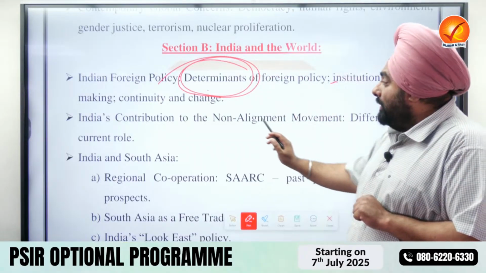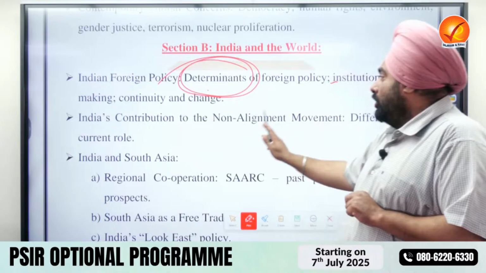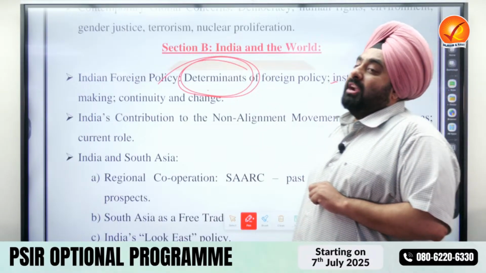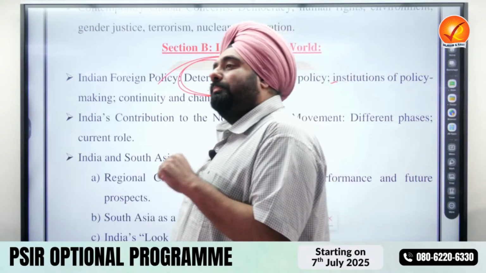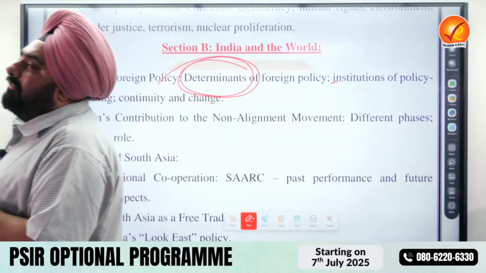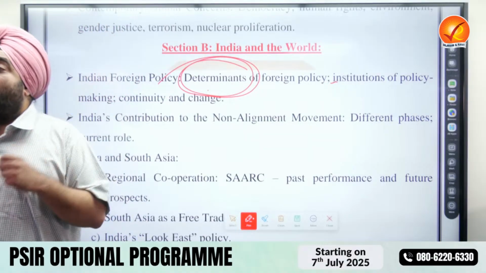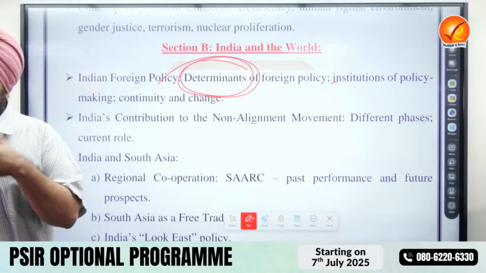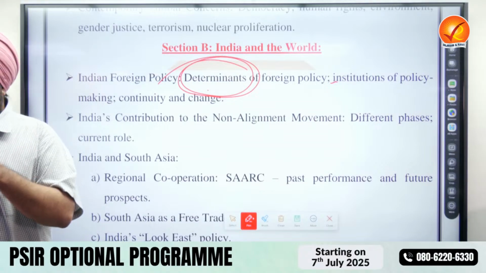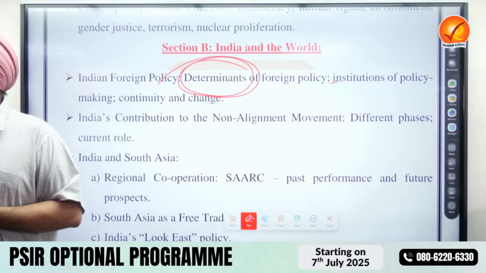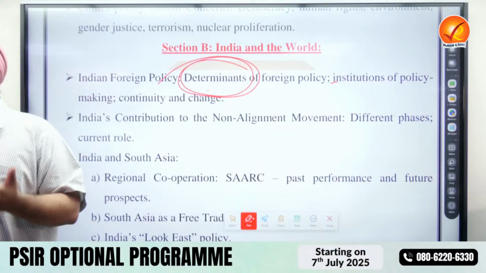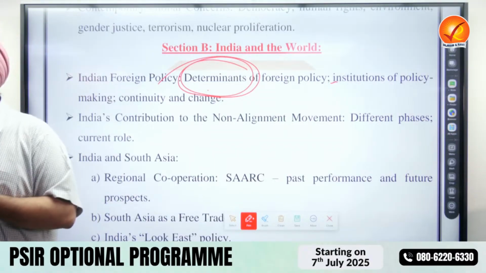Then the next topic is India's contribution to NAM, the non-alignment movement, because our first Prime Minister Jawaharlal Nehru was the founding father of the NAM movement, which we followed during the Cold War period. So whether NAM is still relevant or it has lost its relevance, and if it has lost its relevance, why? How Indian foreign policy is now changing.